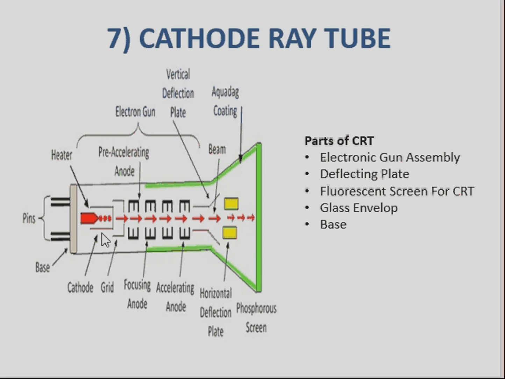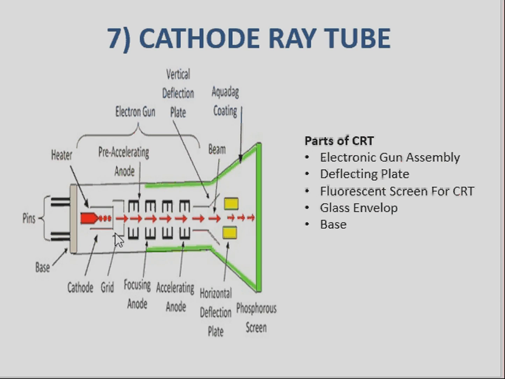Here the cathode is heated so that it will produce a number of electrons, and these electrons now pass through this control grid. The cathode will be of cylindrical shape, and at the end of this cylindrical shape a coating is provided, made of strontium and barium oxide. The purpose of providing this coat on the cathode is to provide more electron emission from the cathode surface.